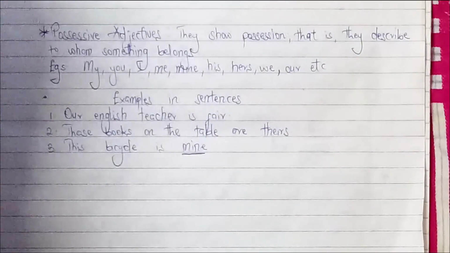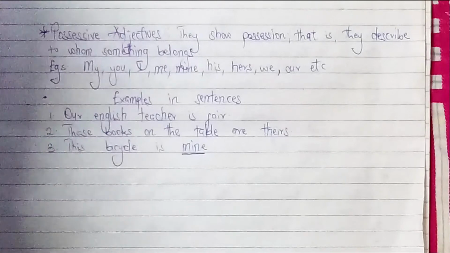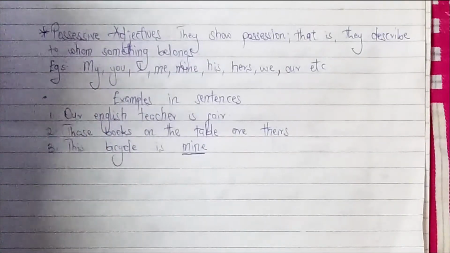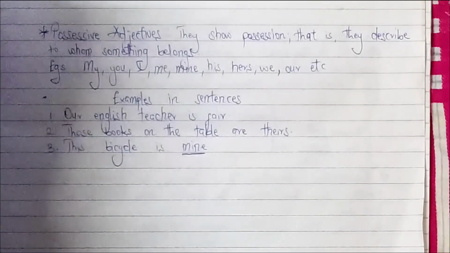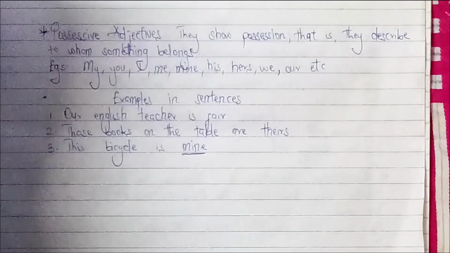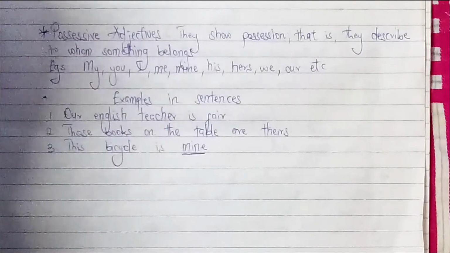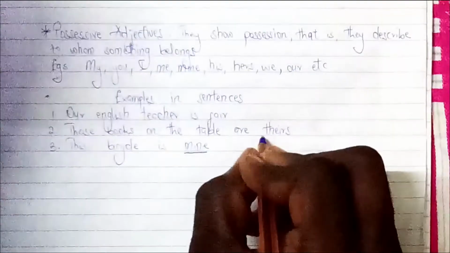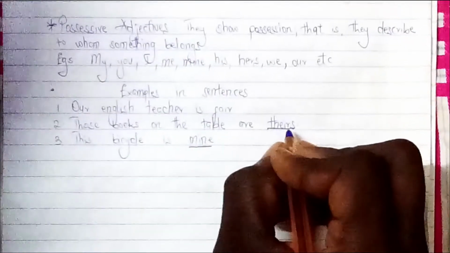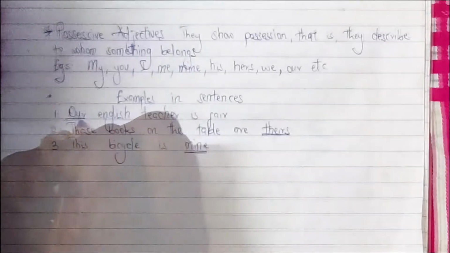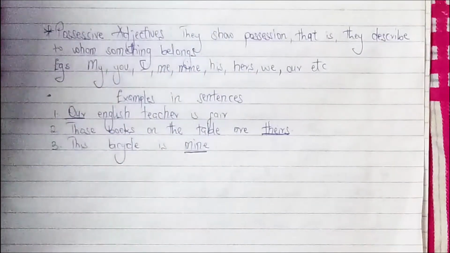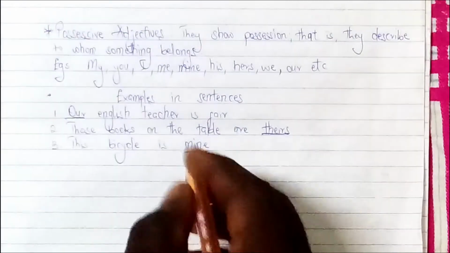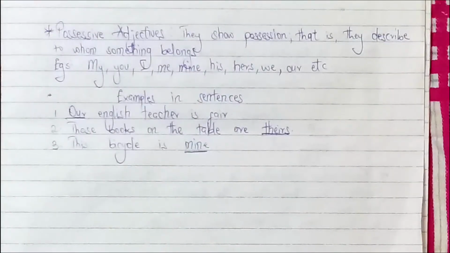Great. So examples in sentences. Example 1. Our English teacher is fair. Our is showing possession, that there is no English teacher but our English teacher. Example 2. Those books on the table are theirs. Theirs over here is also showing possession. So we underline theirs and our. Example 3. This bicycle is mine, and mine over here is showing possession.